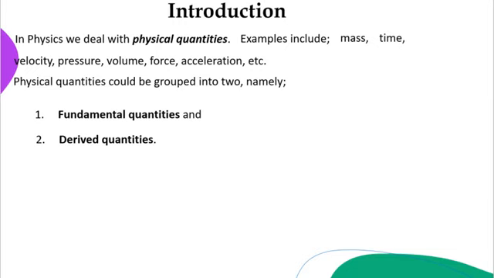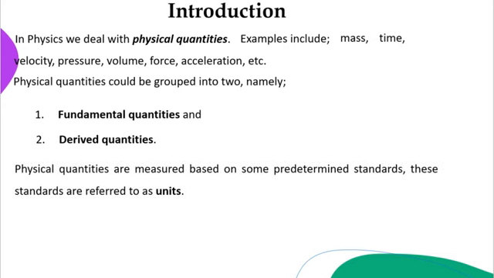All right, another important thing to note is that physical quantities are measured based on some predetermined standards, and these standards are referred to as units. So what I'm saying here is that the measurement of physical quantities is not done arbitrarily. The measurements are done based on predetermined standards, which are referred to as units. Two things characterize the measurement of physical quantities. The first one is the magnitude, and the second one is the units.